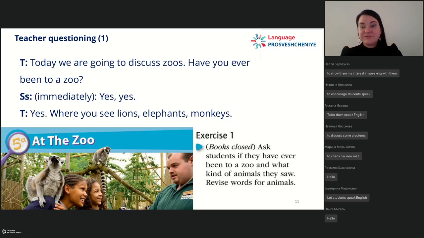So it is from level 3 at the zoo, typical task where we introduce a new topic, and the teacher book offers us the following situation to do the following. Ask students if they have ever been to a zoo, right? And what might be a possible answer of a teacher? Today, hello students, etc., etc. Today we're going to discuss zoos. Have you ever been to a zoo? And of course, we get immediate response from the students, yes, yes. Then the teacher continues, where you see lions, elephants, monkeys.